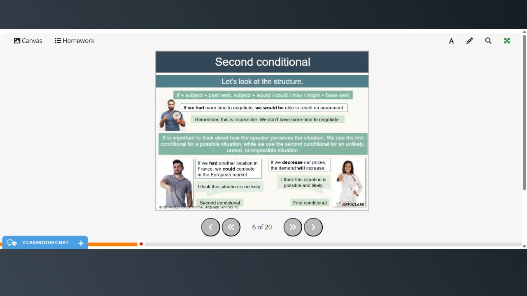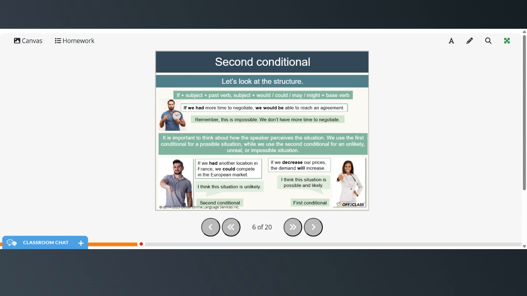And the structure of the second conditional, we use if plus the subject plus a past tense verb. And then in the result clause, it's a subject, and then any one of these modal verbs, would, could, may, might, and then the base verb. If we had more time to negotiate, we would be able to reach an agreement.